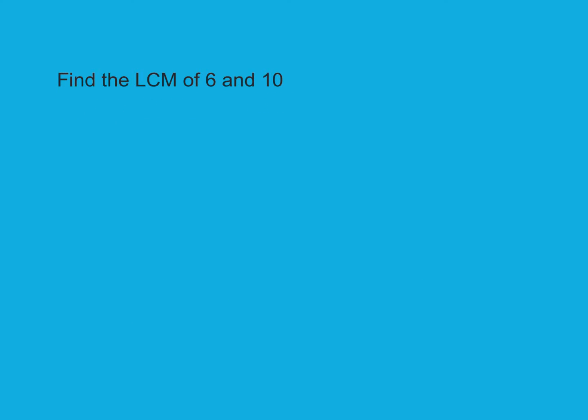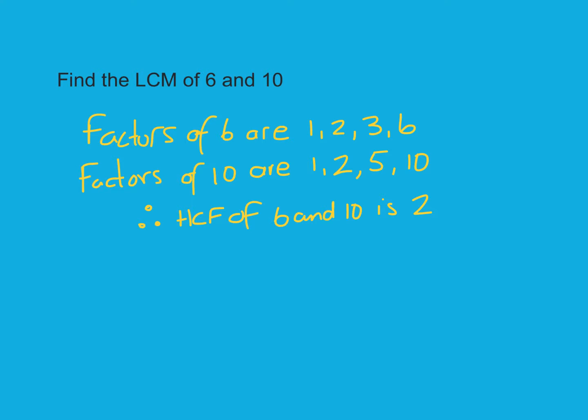Alright, so a little bit of practice for you. Find the lowest common multiple of 6 and 10. Put the video on pause and come back when you're ready. Right, so the first thing I do is find out the factors of 6, and I found those as 1, 2, 3, and 6. And the factors of 10 are 1, 2, 5, and 10, obviously. So therefore, the highest common factor of 6 and 10 is 2.